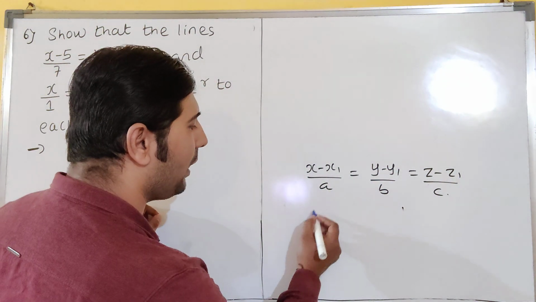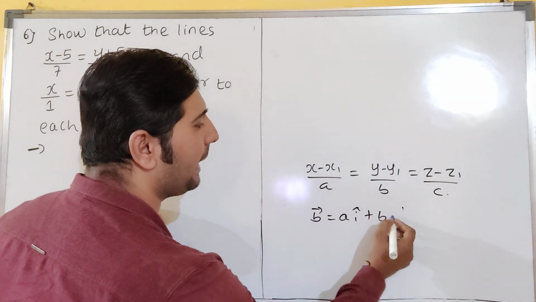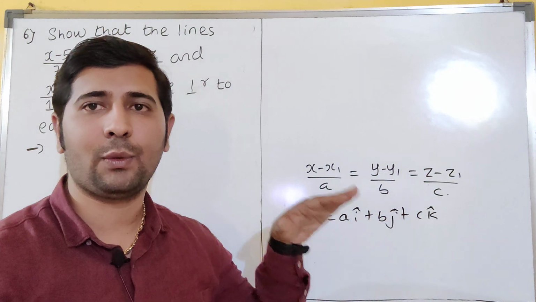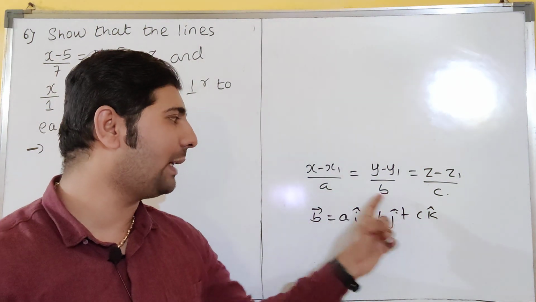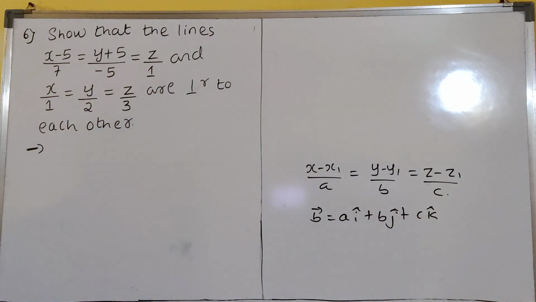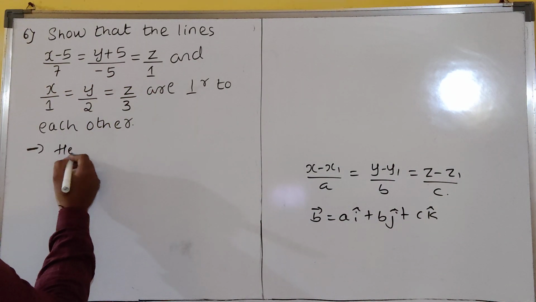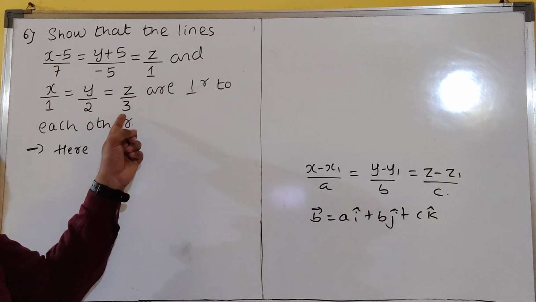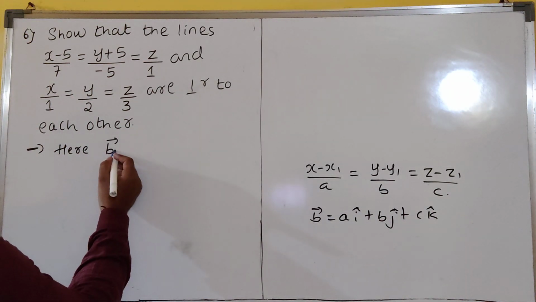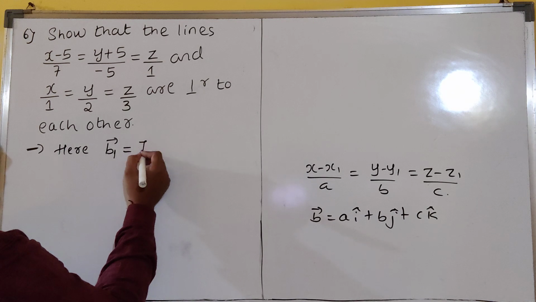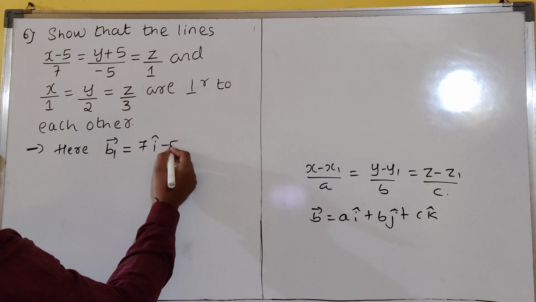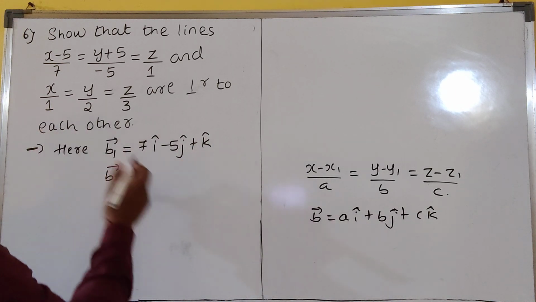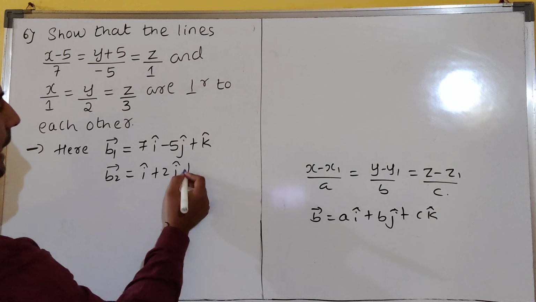So here vector B is a i cap plus b j cap plus c k cap, as you used to write. In Cartesian equation, you know that theorem, vector B is nothing but a, b, c only. Because two lines are there, line 1 and line 2, that's why B1 is used. Vector B1 is 7 i cap minus 5 j cap plus k cap, and vector B2 is i cap plus 2 j cap plus 3 k cap.